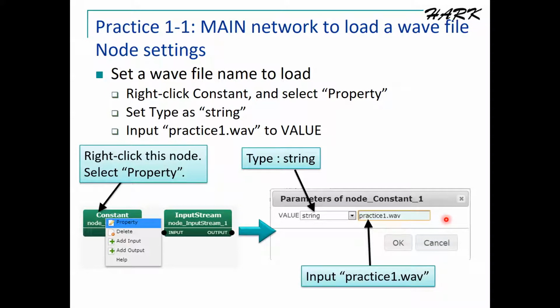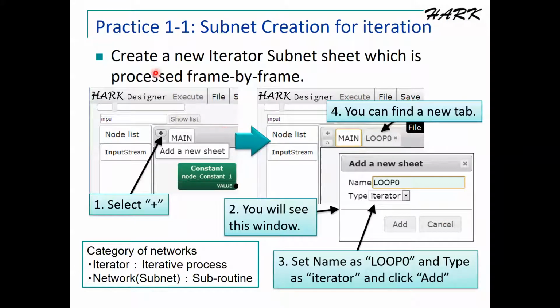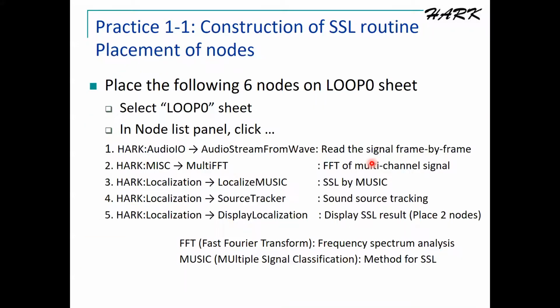OK. Then, to create a subnetwork for the iteration, please push this plus button, then this window will appear. So please set name as loop0 and type as iterator. If you click add, you can see the loop0 tab. Please click the Loop0 sheet.